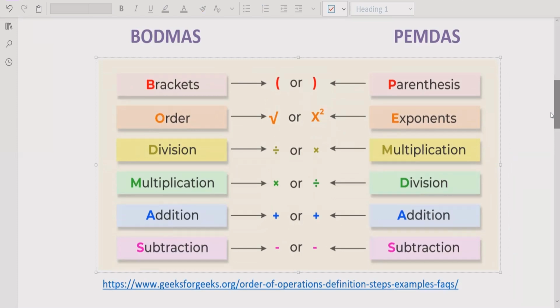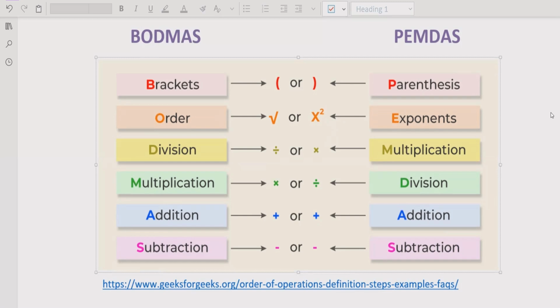BODMAS is basically B for bracket, and in PEMDAS, P is parenthesis. But the meaning of these terms is similar. If you have any expression, you have to solve the bracket first, whether it is a rounded bracket, square bracket, or curly bracket. You have to solve that part of the expression first. After that, you have to solve the exponent, which may be a square, cube, or so on. And it may be the root, so after brackets, you have to solve the square root.